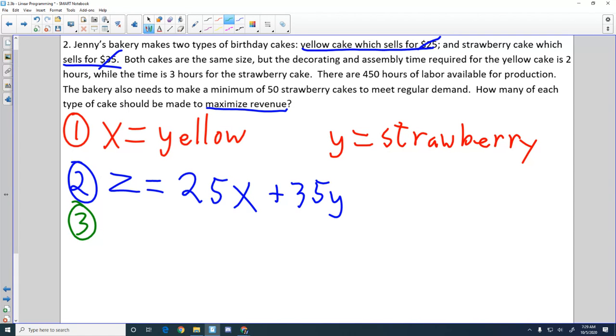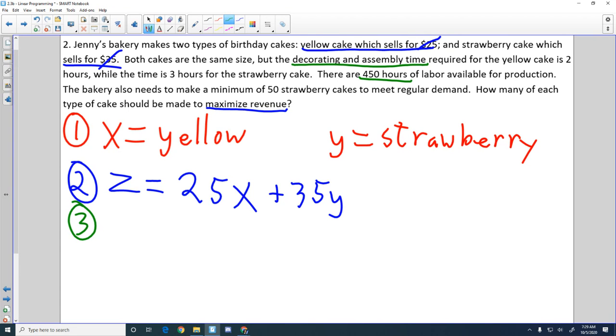So I'm reading the problem: decorating and assembly time for a yellow cake is 2 hours, where the strawberry cake takes 3 hours, and there are a total of 450 hours that Jenny's Bakery can work. So that's another constraint there, right? The amount of hours that I have available to do this work. Some of the time I'm going to spend making yellow cakes, some of the time making strawberry cakes. That total time together has to be, can I go over that 450 hours? No, right? That's all I have available. I can do less than that, or I can go exactly to that, but I couldn't go over the 450. That's all the hours we have in the bakery.